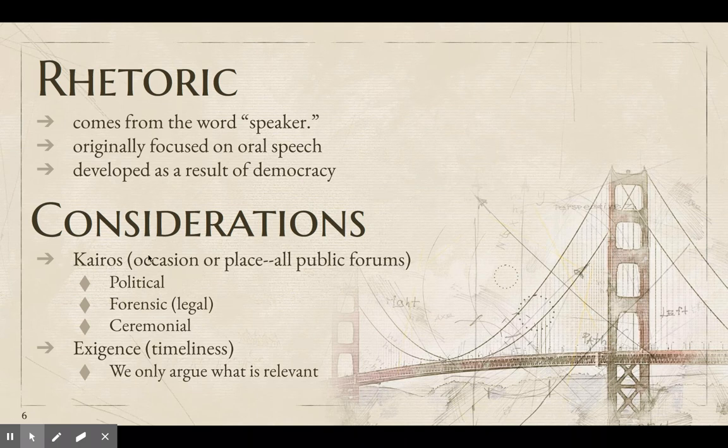So kairos is just the occasion or place, and those are political, forensic, which means legal, or ceremonial. So we all know about political rhetoric because we watch it all the time in the debates. Legal would be things like what you see in the courtroom. And then ceremonial rhetoric would be things like eulogies or perhaps speeches like I Have a Dream. And anything that's not overtly political would be considered a ceremonial use of rhetoric.